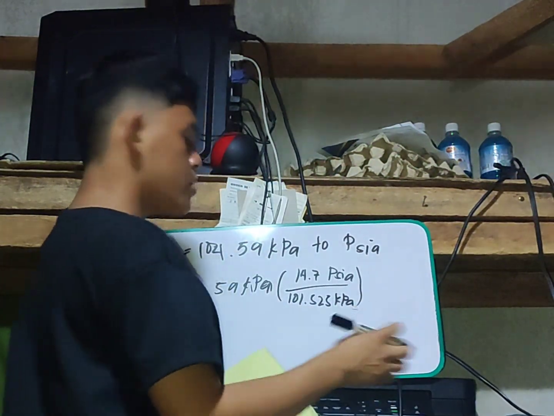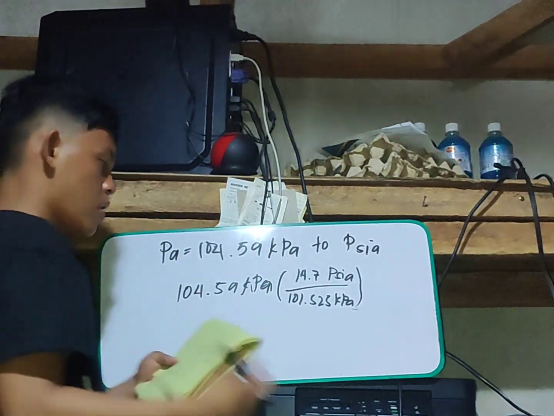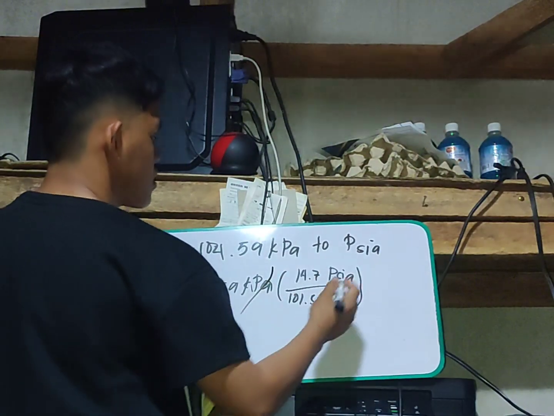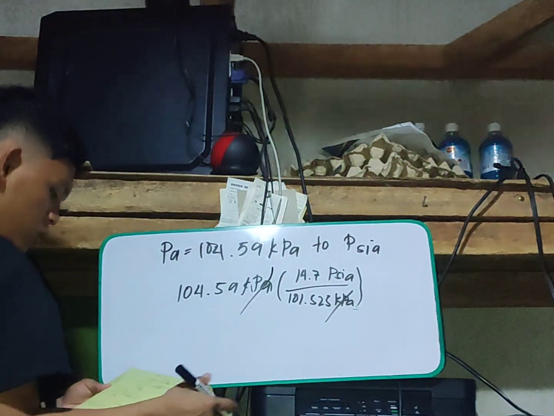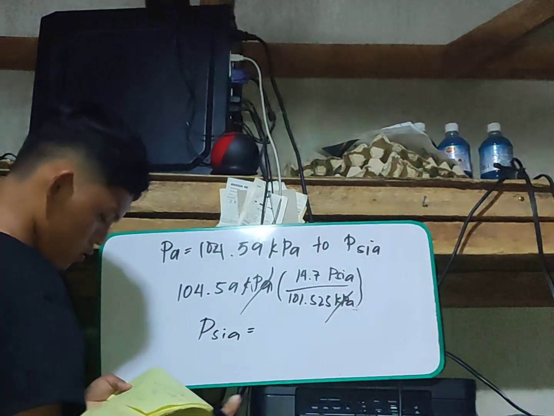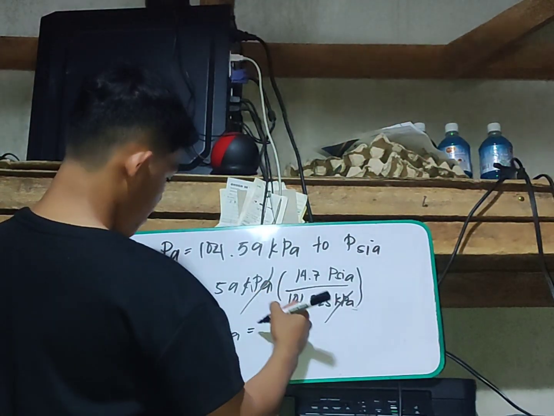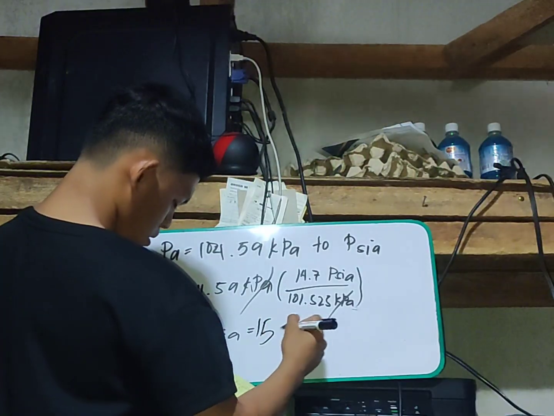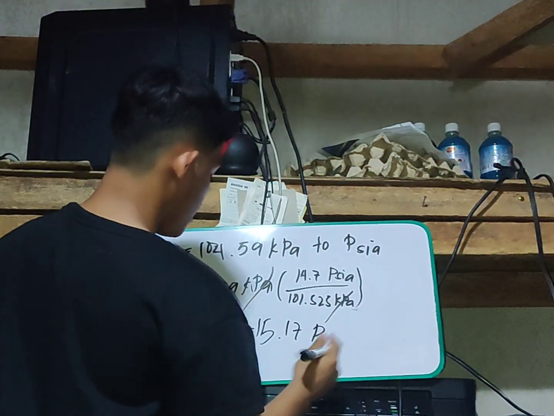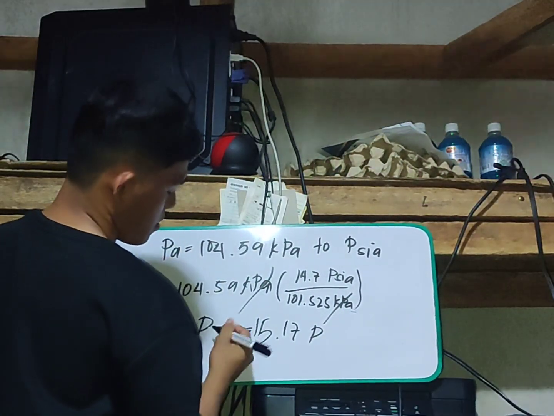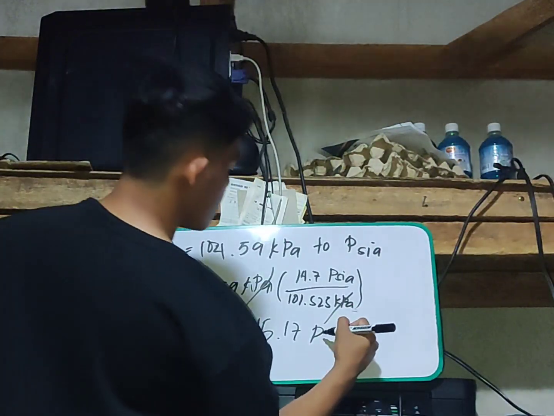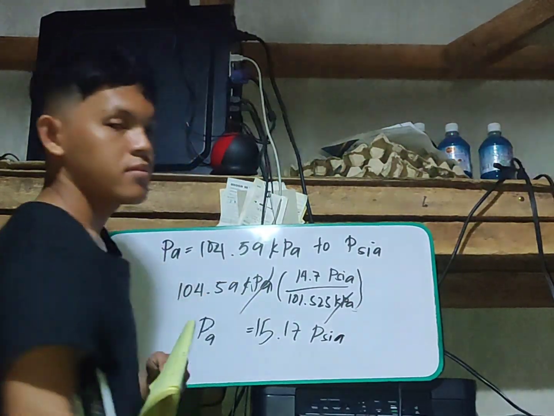Always remember this formula, guys, ha? Once naging ganyan, siyempre, cancellation na. Yun yung matitira. So, ang magiging sagot na natin, A pressure is equals to 15.17 PSIA. Gets?